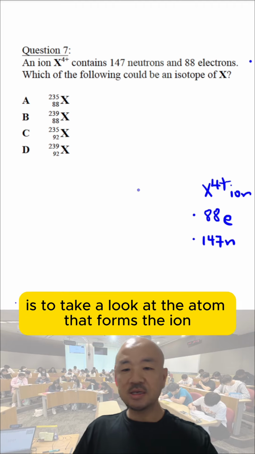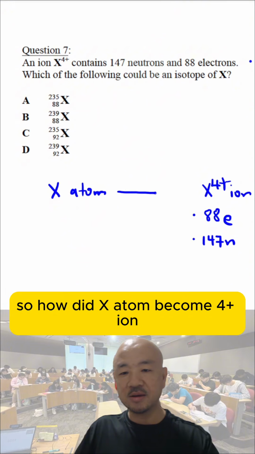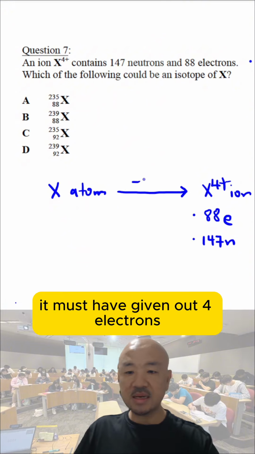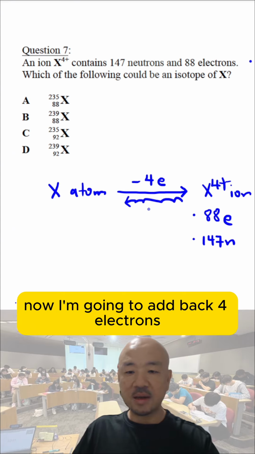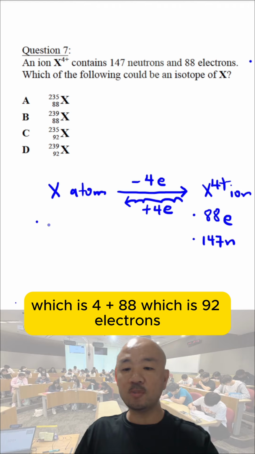And next is to take a look at the atom that forms the ion. So in this case, it will be the X atom. All right. So how did the X atom become a 4+ ion? It must have given out 4 electrons. So my strategy is to work backwards. Now I'm going to add back 4 electrons, and therefore I know the number of electrons in the X atom, which is 4 plus 88, which is 92 electrons.